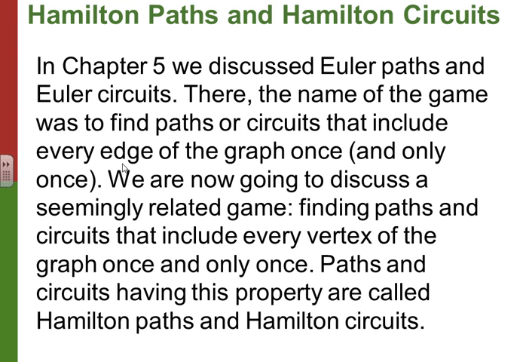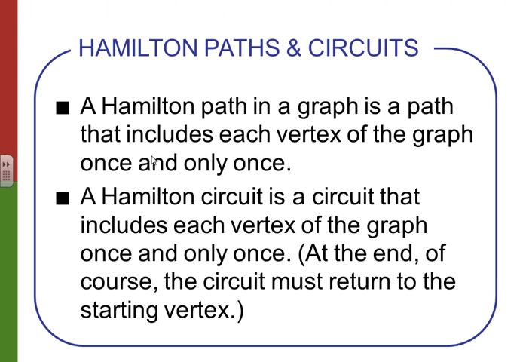And because we're taking every edge, now we're going to have Hamilton paths, Hamilton circuits, where we're going to just go through every vertex. So we don't have to use every edge, but we have to include every vertex. A Hamilton path is a path that includes each vertex once and only once. A Hamilton circuit includes each vertex of the graph once and only once, but ends up in the same spot.